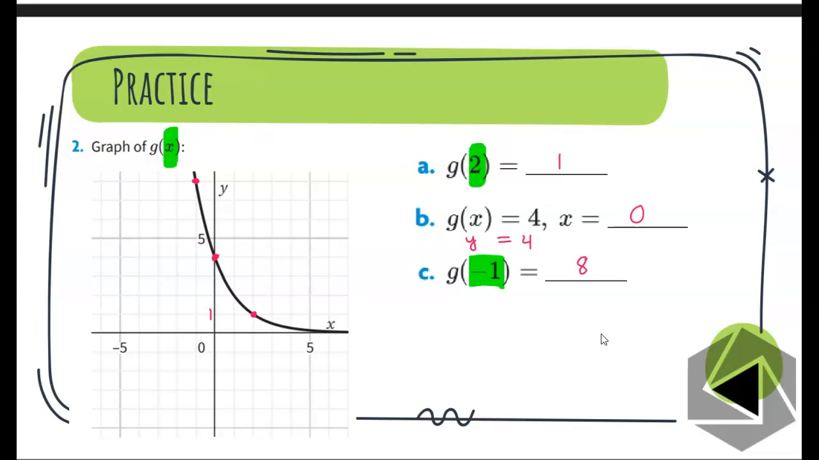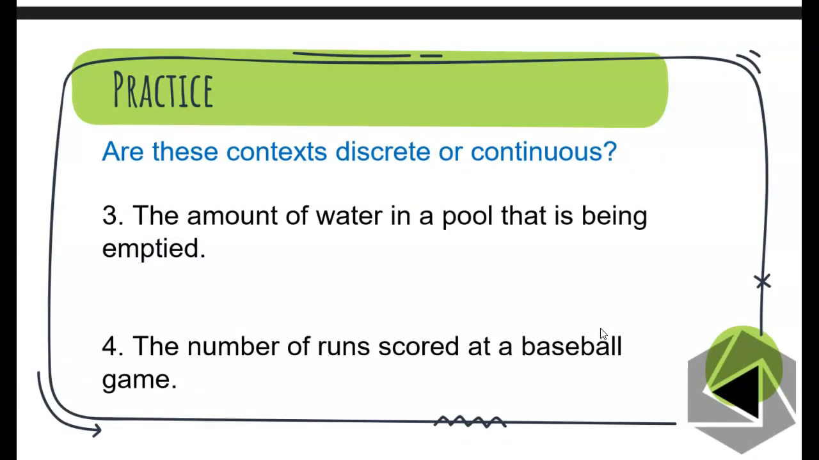Let's look at a couple more problems here. This asks, are these contexts discrete or continuous? The first one says the amount of water in a pool that is being emptied. So we've got water flowing out of a pool over time. Does that make you think discrete or continuous?